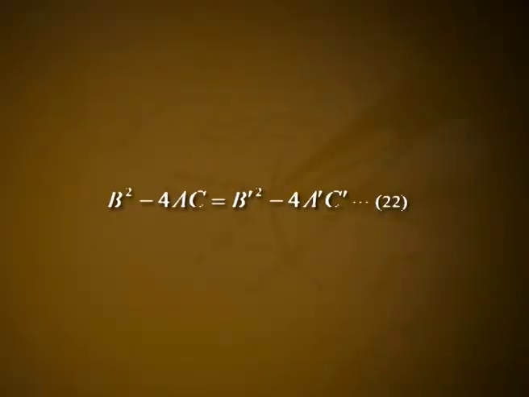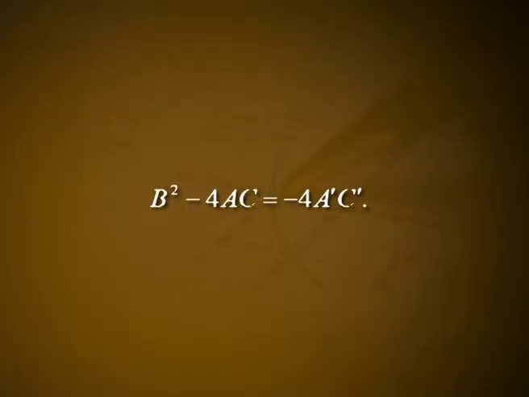It can also be verified from equations 11 to 16 that for any rotation of axis, b square minus 4ac is equal to b' square minus 4a'c'. Equation number 22. This means that the quantity b square minus 4ac is not changed by a rotation. But when we rotate through the angle alpha given by equation 20, b' becomes 0. So, b square minus 4ac is equal to minus 4a'c'.